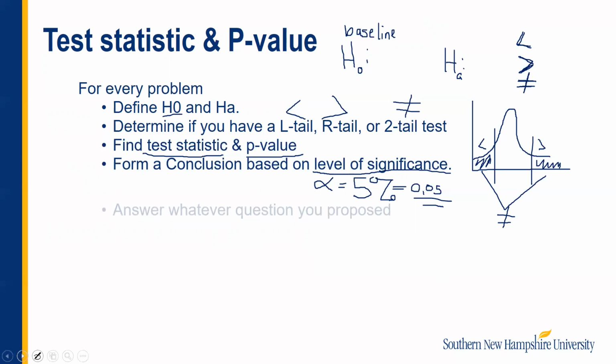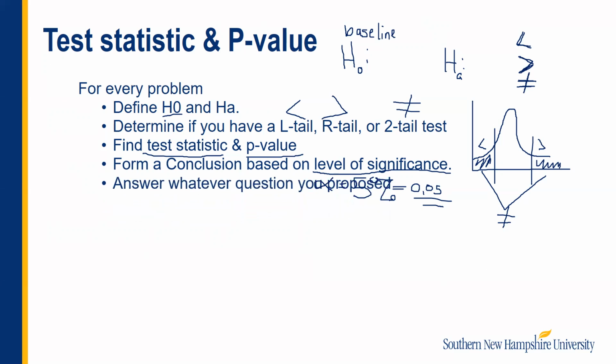We'll do that with some real numbers. And when we're doing that, let me just erase this for you. After we get a conclusion, we'll be able to answer whatever research question we were wondering about. So remember, define the null and alternate, determine if it's a left tail, right tail, or two-tail test, find the test statistic and the p-value, and from that, form a conclusion and answer your questions.